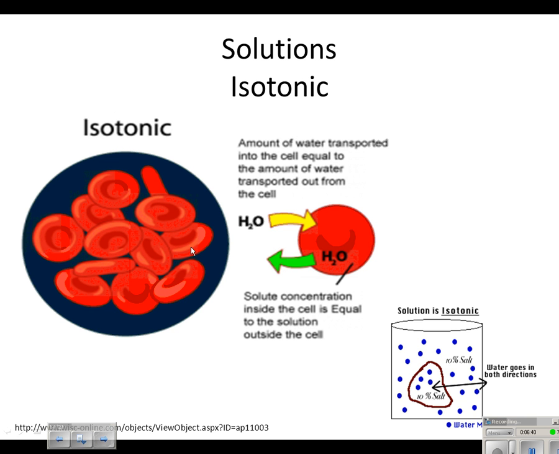In an isotonic solution, if we look a little closer with red blood cells, we can see that water is constantly being moved in and out to maintain equal amounts inside and outside the cell. Or if we look at the saltwater solution, it's the same percentage of salt inside and outside.